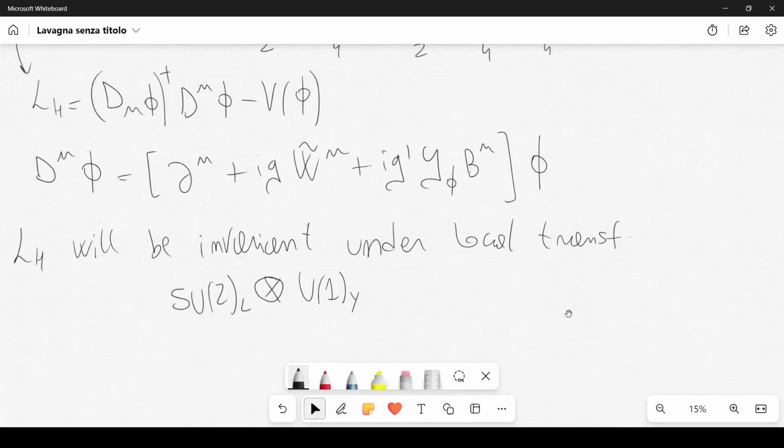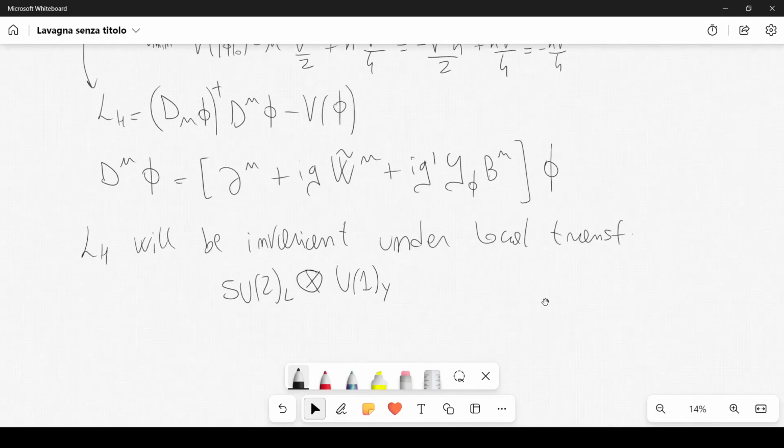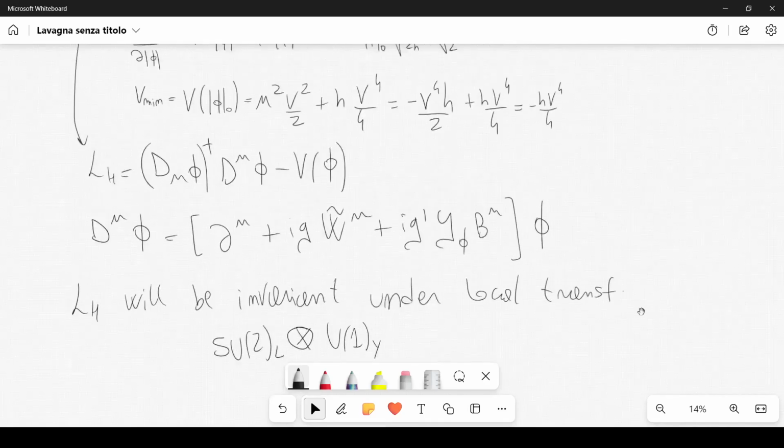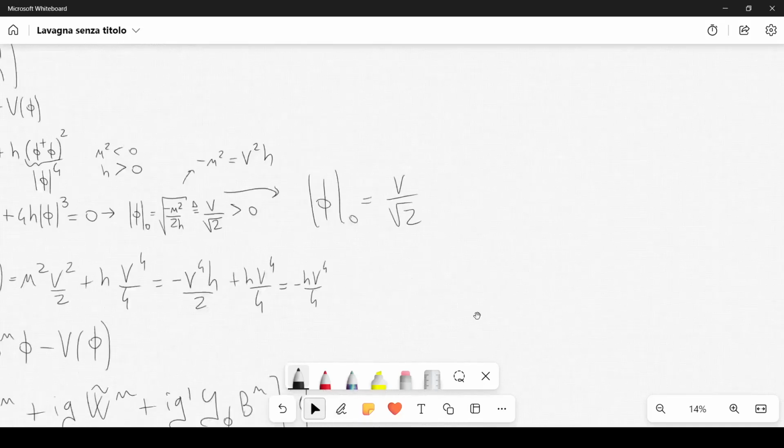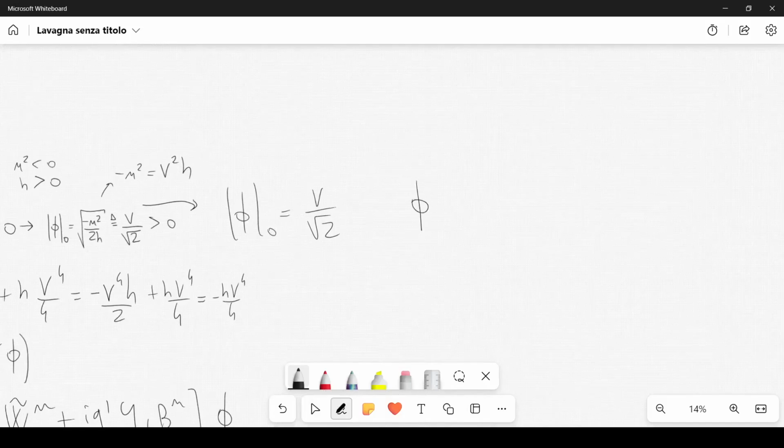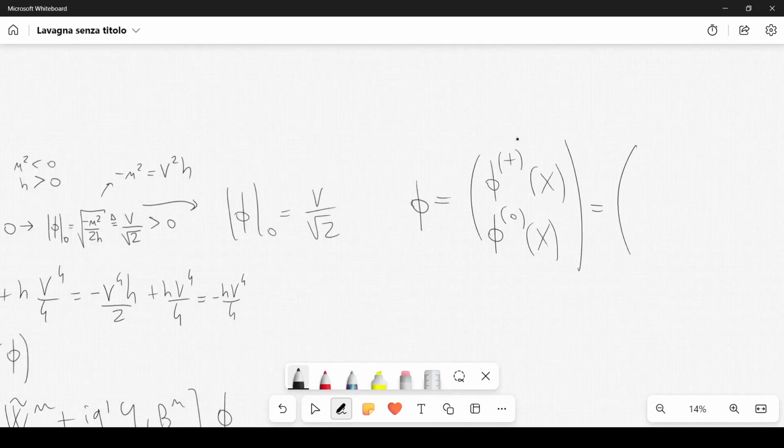Also, there is an infinite set of degenerate states with minimum energy, because the equation that we derived here, mod phi, mod phi 0 equal to v over square root of 2, can be satisfied in many ways by the components of phi. Remember that the components of phi are phi plus of x and phi 0 of x, and these are complex scalar fields. So if we want to write this in terms of real scalar fields, we can write it in the following way.